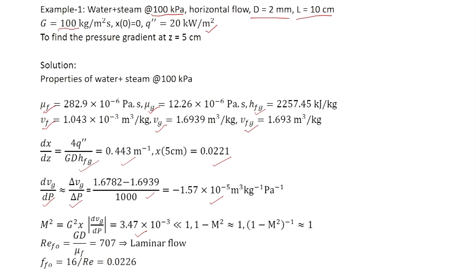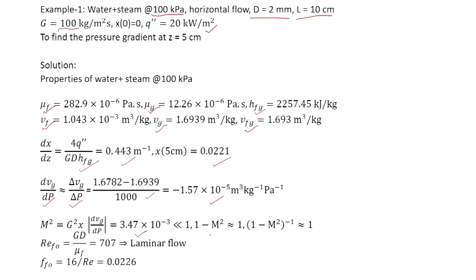So, this is very small compared to unity, and if we neglect it, the error will be less than 1%. So, therefore, we can neglect it and assume that 1 minus m square is nearly equal to 1. So, 1 upon 1 minus m square is also nearly equal to 1. So, therefore, the denominator in the expression becomes unity and we need to consider only the numerator.